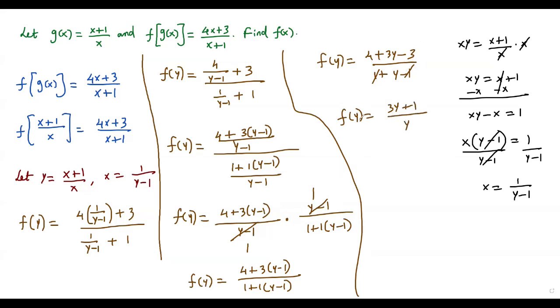Okay, now we got the outside function in terms of the variable y. In my next step, I'm going to replace the variable y by x. When I do so, I'm getting f of x equals 3x positive 1 over x. Okay, now I got the outside function f of x that is equal to 3x positive 1 over x.